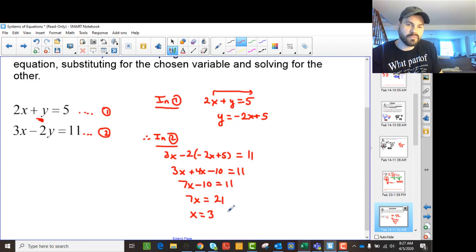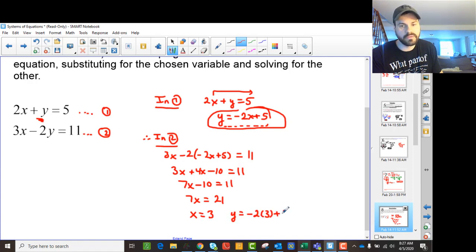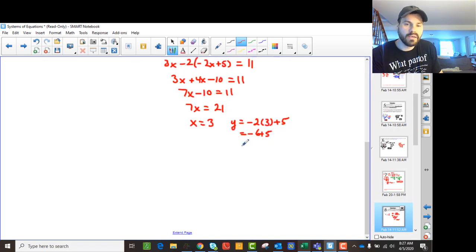Now, because we know x is 3, we can go back up here and say, well, then I have an equation for y right here, right? I know y is minus 2x plus 5, so I can say y then is minus 2 times 3 plus 5. So that's minus 6 plus 5, which means that y is minus 1. So my solution is 3 and minus 1.